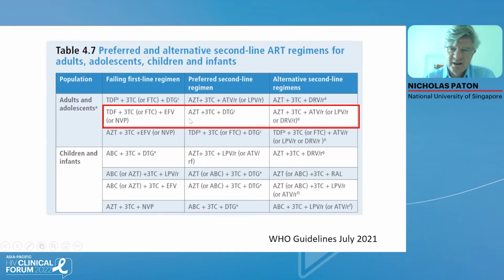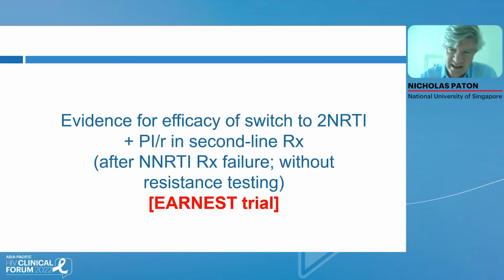So failure on an efavirenz-based regimen, switch to dolutegravir, switch tenofovir to zidovudine, maintain 3TC. And as an alternative second-line regimen, you've still got the protease inhibitors, atazanavir preferred, lopinavir and darunavir somewhat in the background, and again with a switch to zidovudine 3TC. So that's the current guidelines as of July 2021. And what I'm going to do in this talk is walk through the evidence for that and some new evidence which partly supports and partly challenges those guideline recommendations.